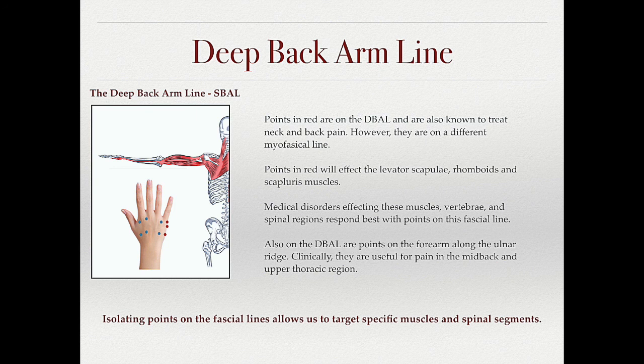So medical disorders affecting these muscles, vertebrae, and spinal regions respond best with points on this fascial line. Also on the deep back arm line are points in the forearm along the ulnar ridge. Clinically, these are useful for pain in the rhomboids and upper thoracic region.